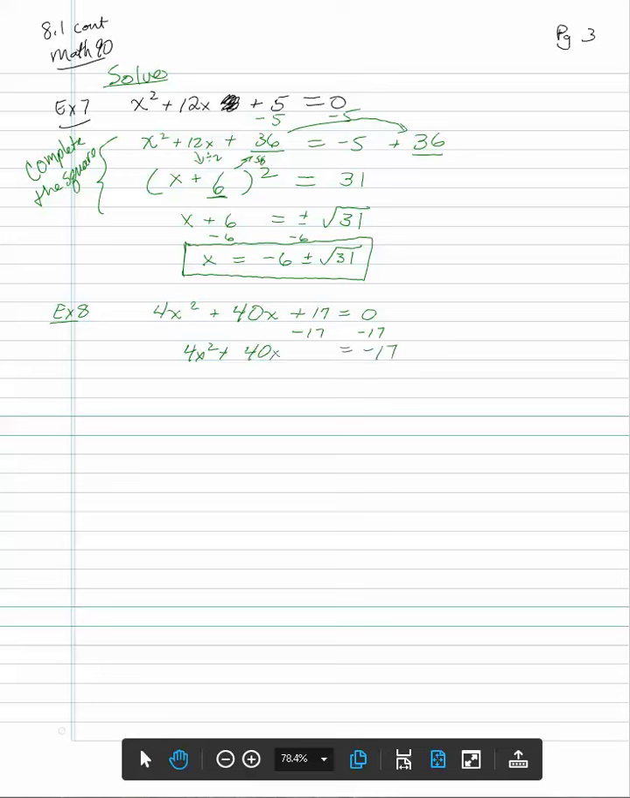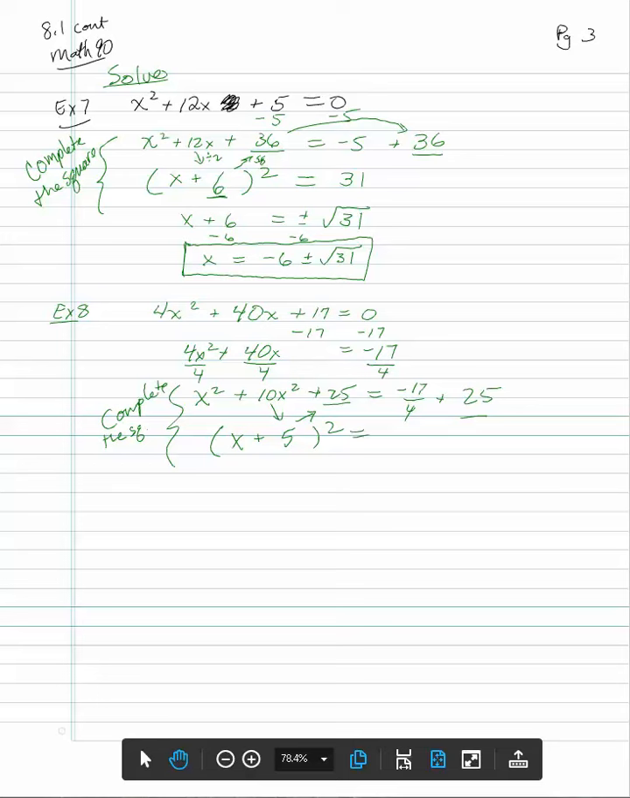Now, instead of trying to make this a perfect square, which we could do, it'd be a lot easier to get rid of that first term, because it makes it a lot easier having an x squared instead of a number times x squared. Now we're going to complete our square. So we're going to take half the middle term. 5 squared is 25. Add it to both sides.